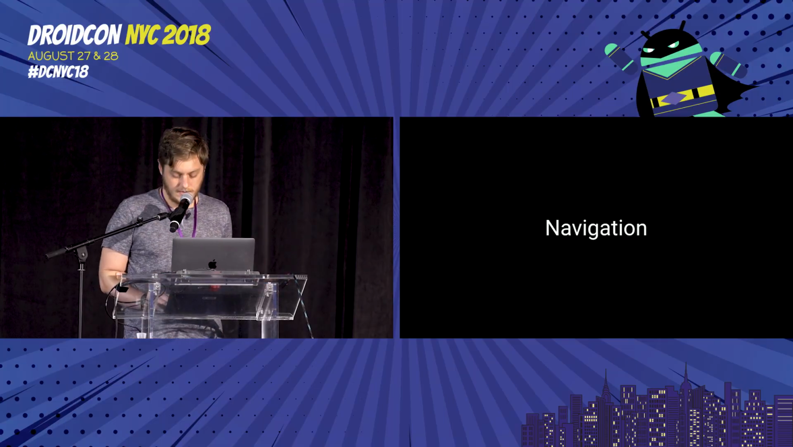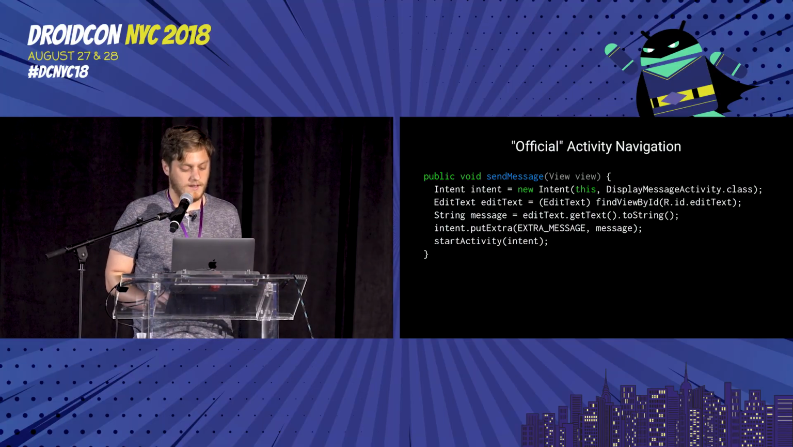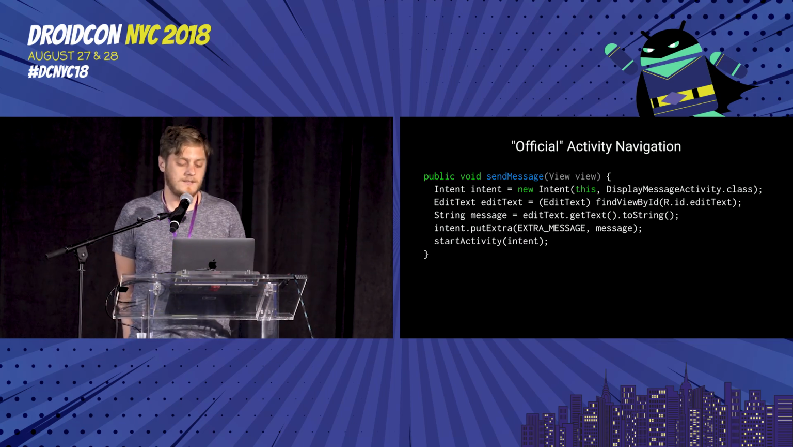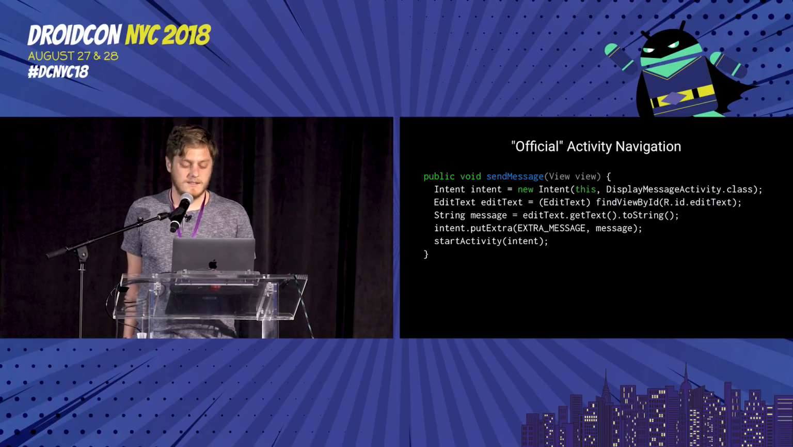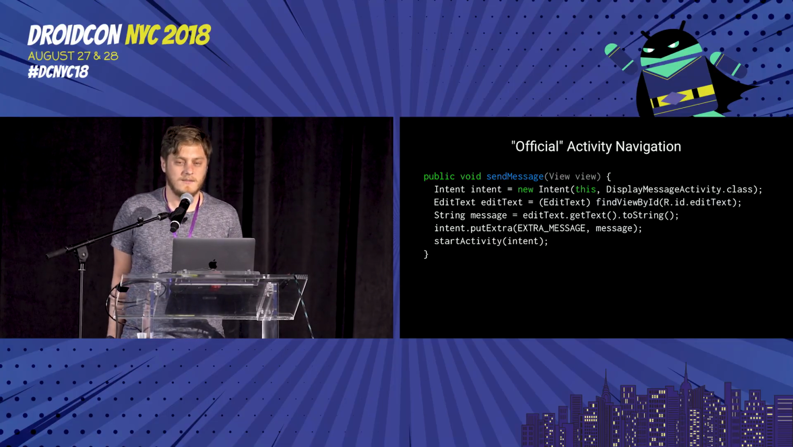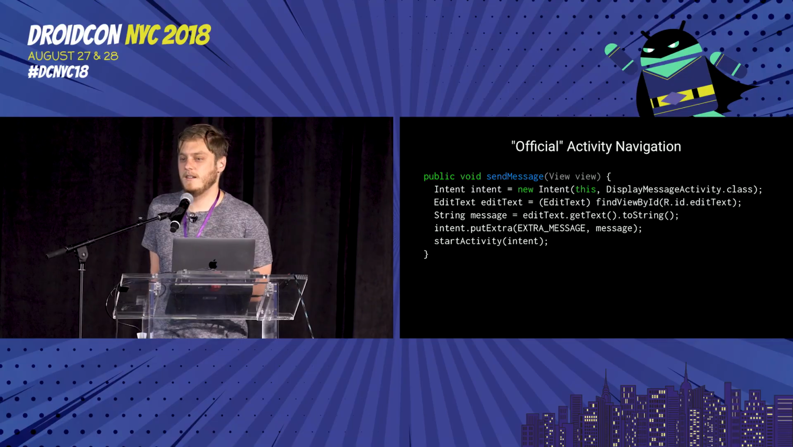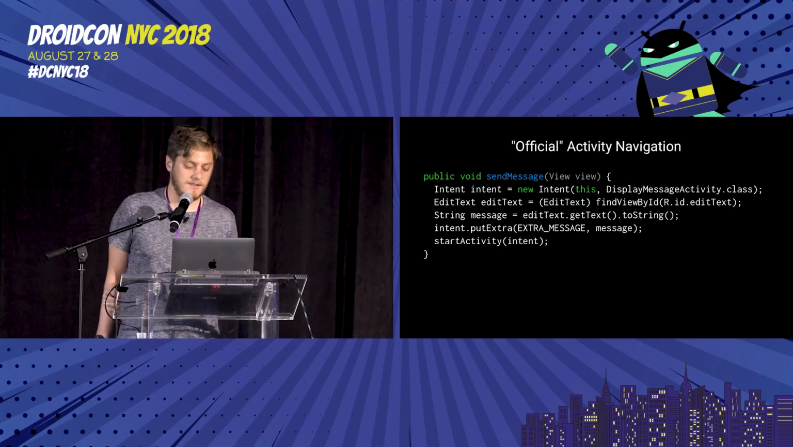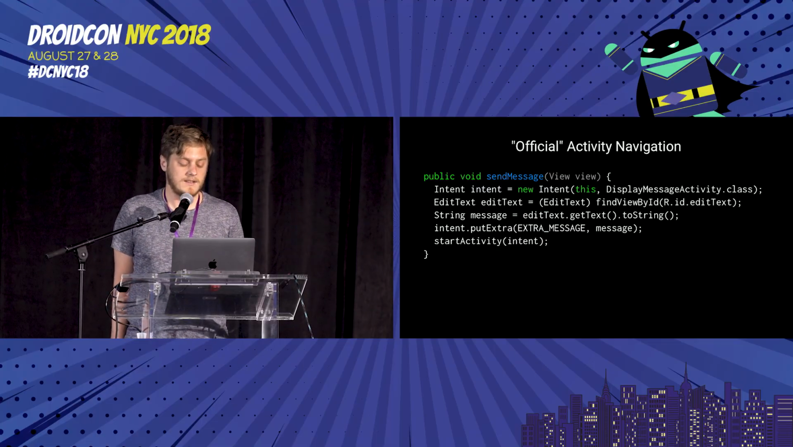So if we go to the Android docs, way in the moving between activities 101 section, this is how they still say to do it. Instantiate an intent with a direct reference to the activity, stuff an extra in it, and call activity. Now this code is normally in the starting activity. So here, let's say we're in main activity and we want to go to display message activity. This code would live in main activity.